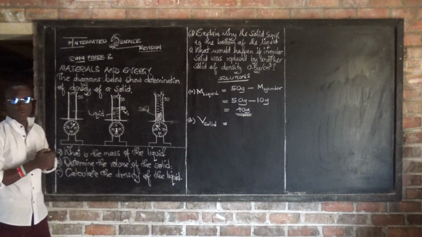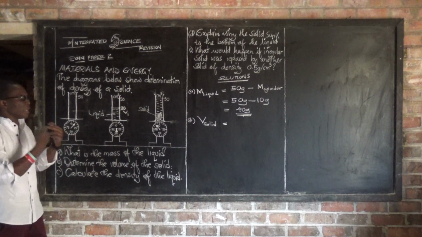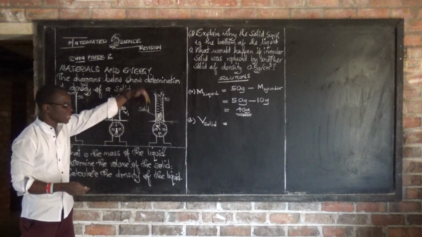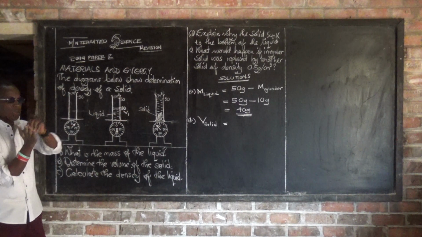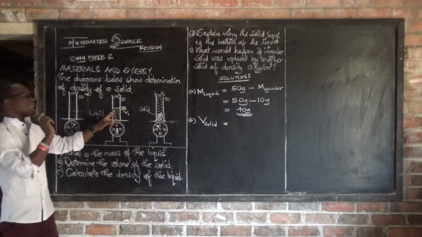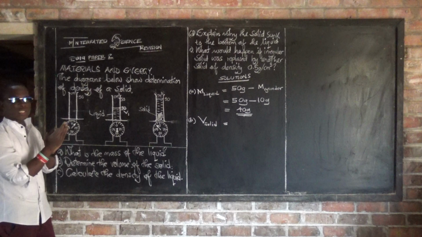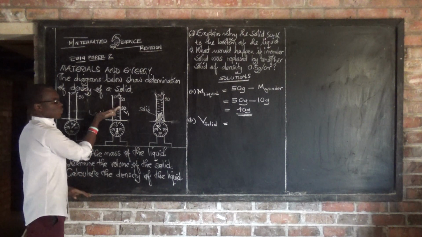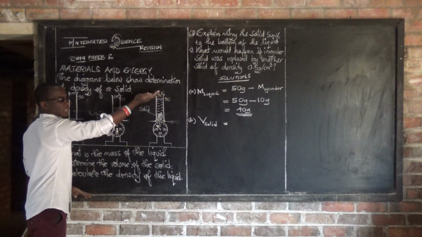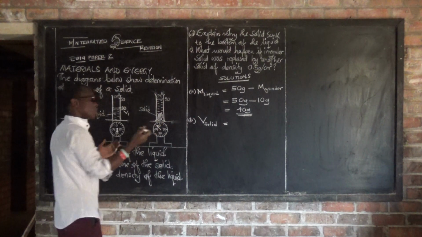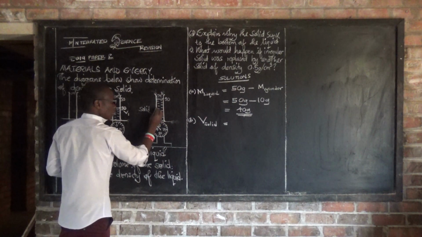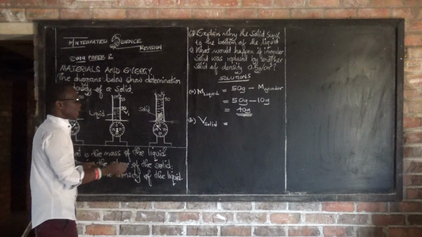So before we immerse the solid into the liquid, the level of the liquid was at 30. After immersing the solid, the liquid level rose from 30 to 50. Let's say this liquid is water. So the water level was at 30.